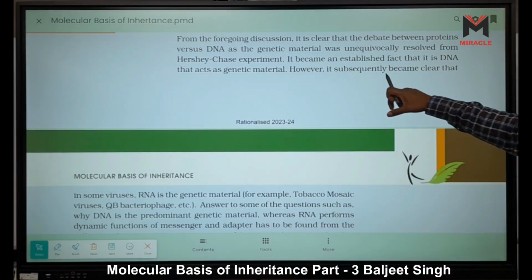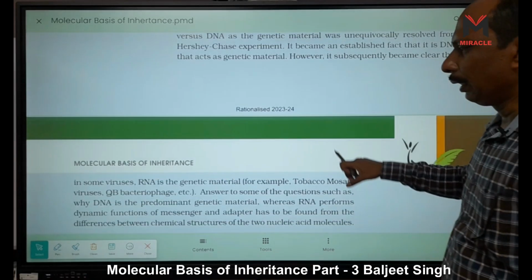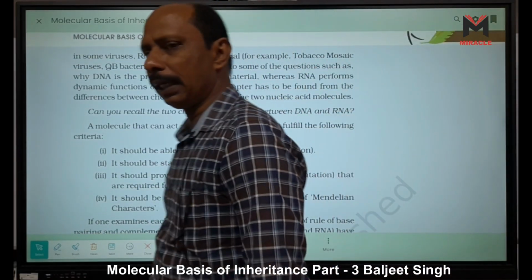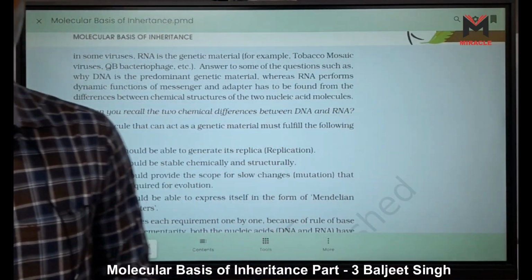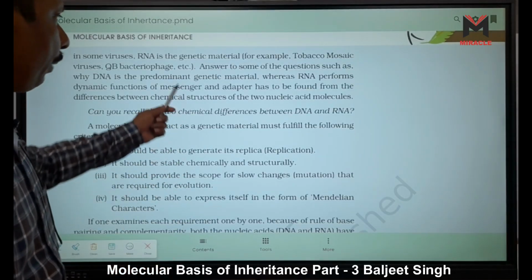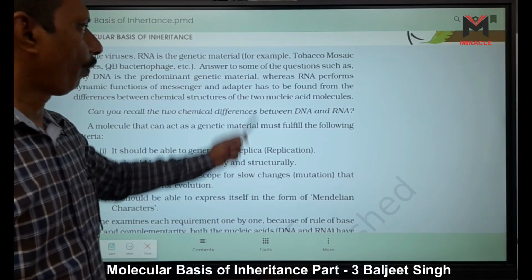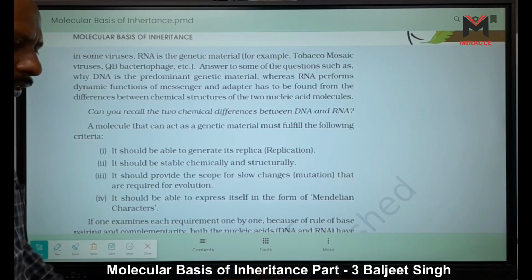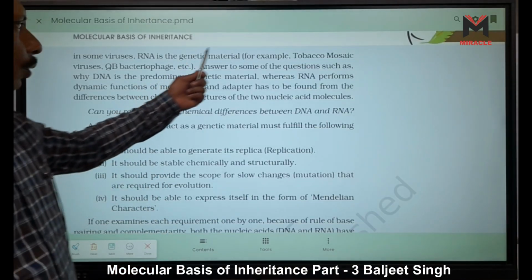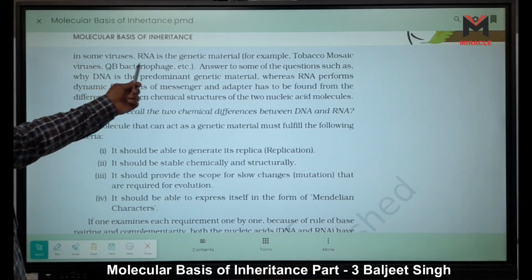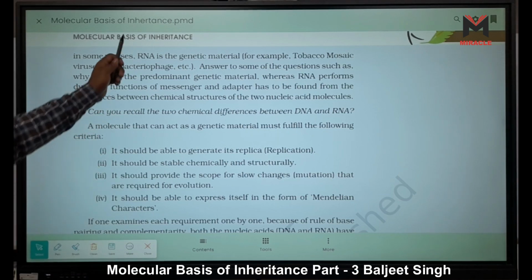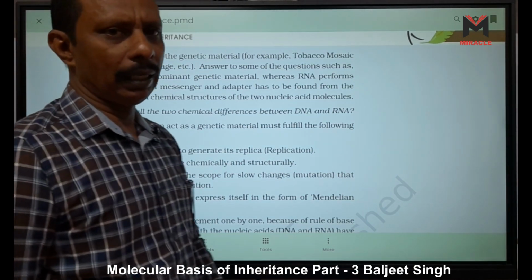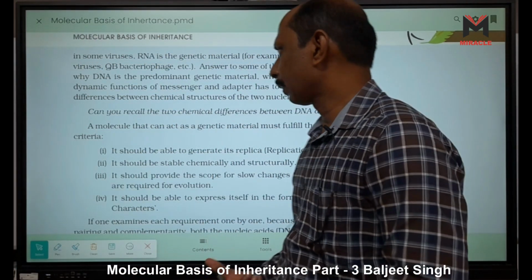However, it subsequently became clear that in some viruses, RNA is the genetic material. In RNA viruses, they have no DNA; their genetic material is RNA, right? For example, tobacco mosaic virus, a plant virus, is an RNA virus. So tobacco mosaic virus or QB bacteriophage, they are RNA viruses and their genetic material is RNA, right?